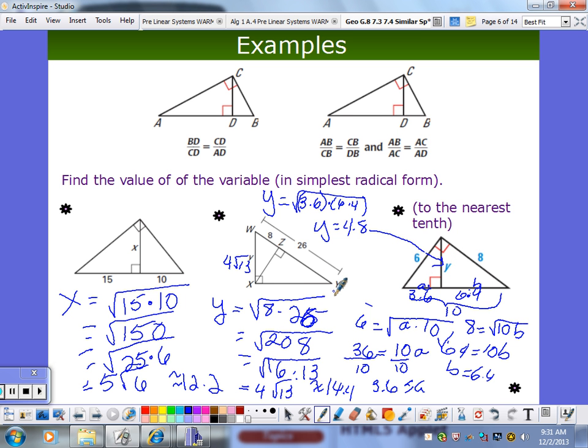Wow. So this can get a little complicated, but as long as we remember those basic theorems, this guy is the geometric mean of the two pieces it creates, and each leg is the geometric mean of the closest segment and the entire piece of the hypotenuse. Questions? Not yet. Okay. That's all there is to it.